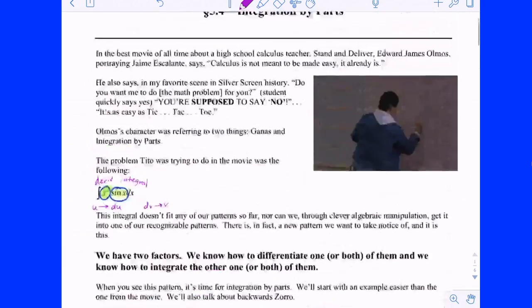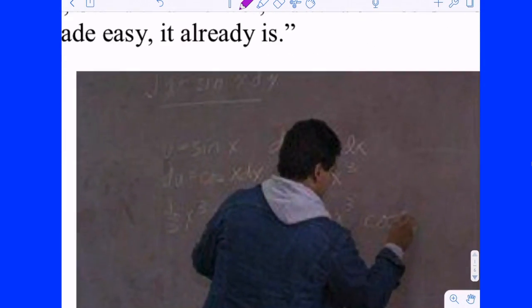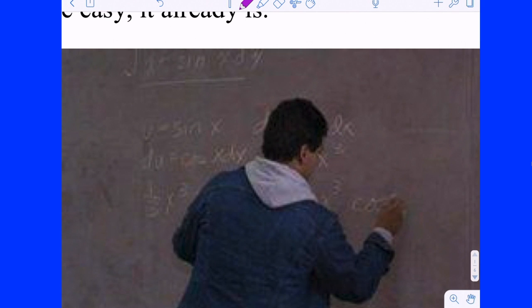He was doing the opposite. He was letting u equal sine of x. So he was doing it right. Notice you can see kind of vaguely there he has a 1/3 x cubed, but he was just building it up further and further away.